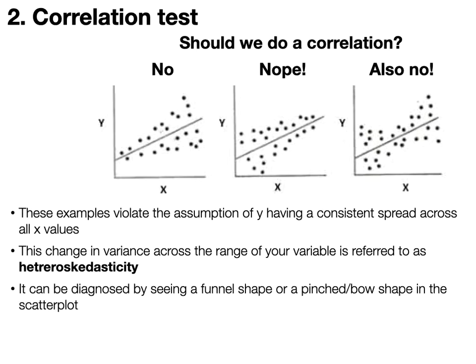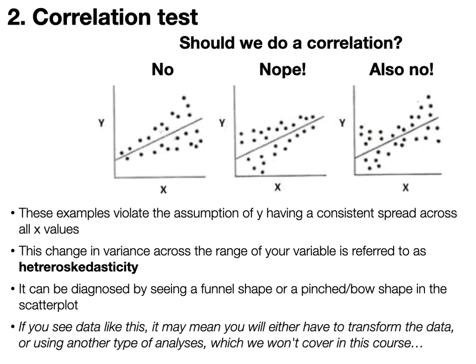Okay, it can be diagnosed by seeing this kind of funnel shape or a bow tie shape in the scatter plot. And if you see data like this, it might mean that you need to transform your data or use another type of analysis, which we're not going to cover.